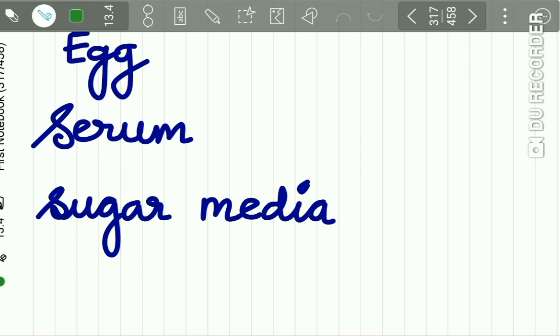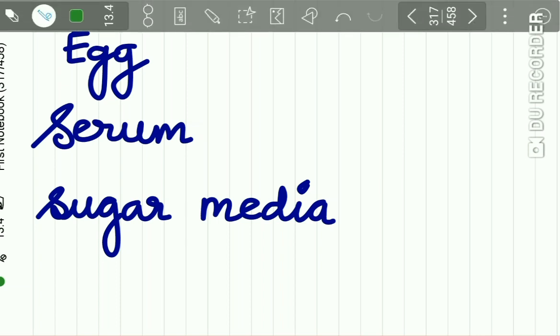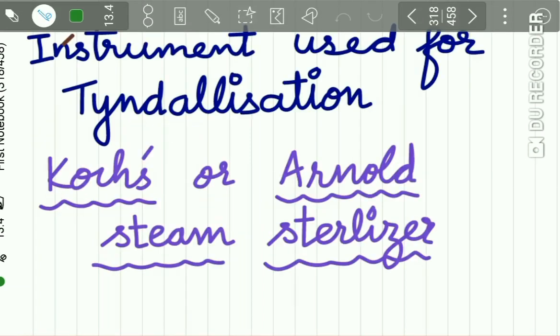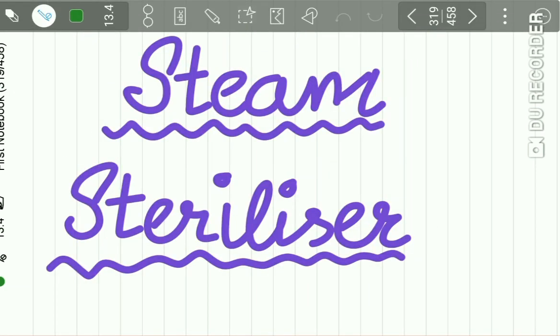Tyndallization is mostly used for sterilization of culture media containing egg, serum and sugar, which may be damaged at the higher temperature of an autoclave. The instrument used for sterilization is the Koch or Arnold steam sterilizer.